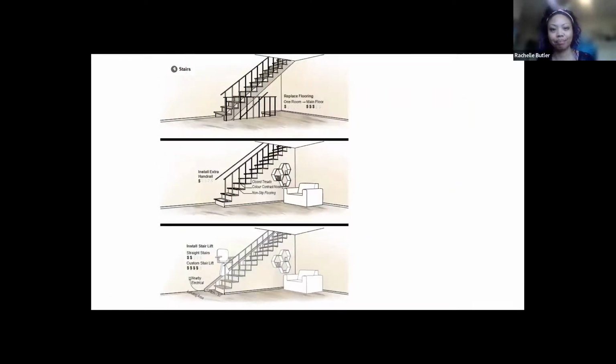Okay, next slide, please. So again, Caitlin's diagram here, just some different options. We have the straight stair lifts, we have the custom stair lift. Sometimes in the beginning, we just want an extra handrail, and that's okay. And there's replacing the flooring in the first part up there as well. So carpet, of course, removing the carpet. Oftentimes we'll remove the carpet so that it is much easier to wheel on with a wheelchair or a walker.